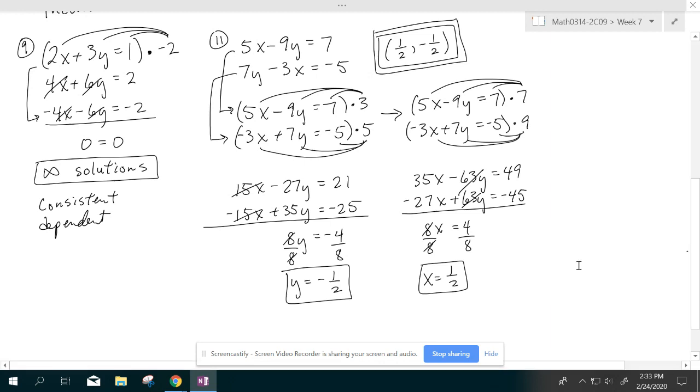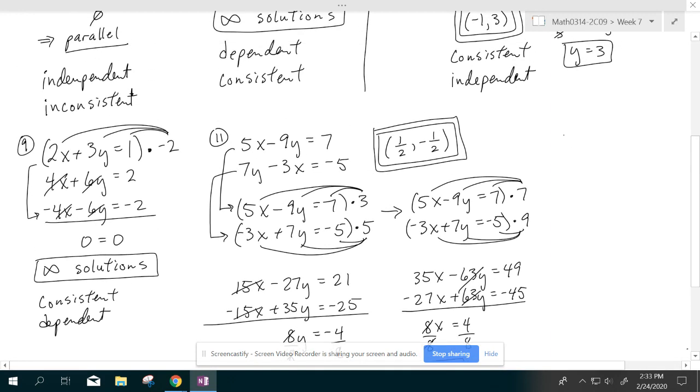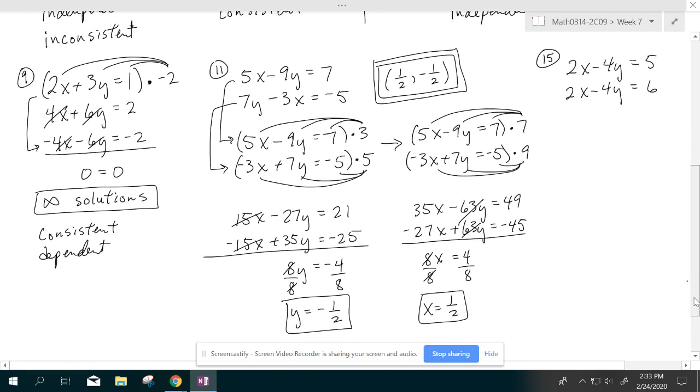All right, I got one more to do, number 15. X minus 4y equals 5. 2x minus 4y equals 6. And again, it wants me to solve using the addition method.